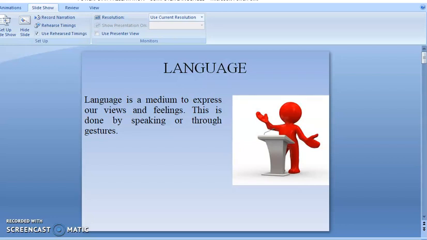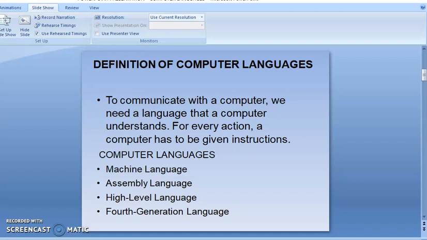Language is a medium to express our views and feelings. This is done by speaking or through gestures. Definition of computer languages. To communicate with a computer, we need a language that the computer understands. For every action, a computer has to be given instructions.